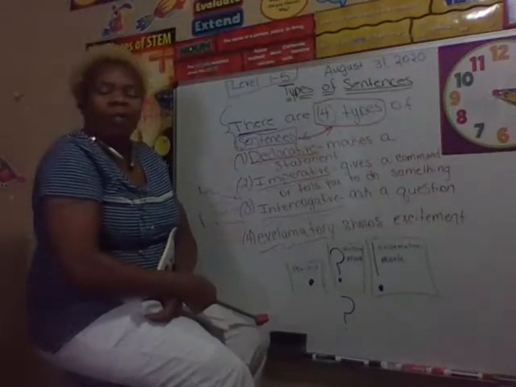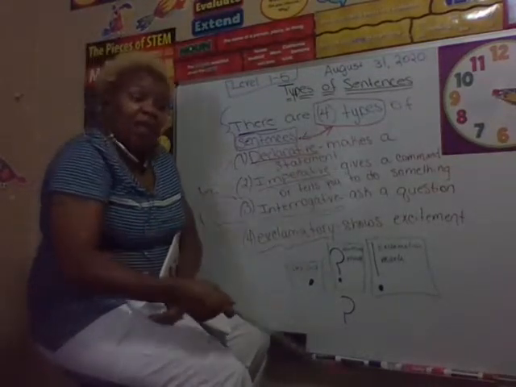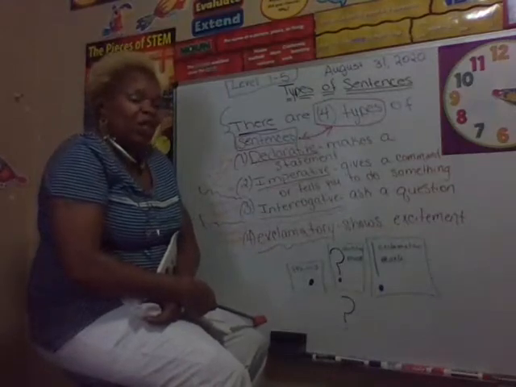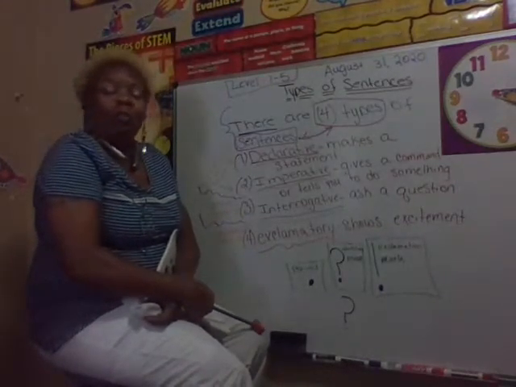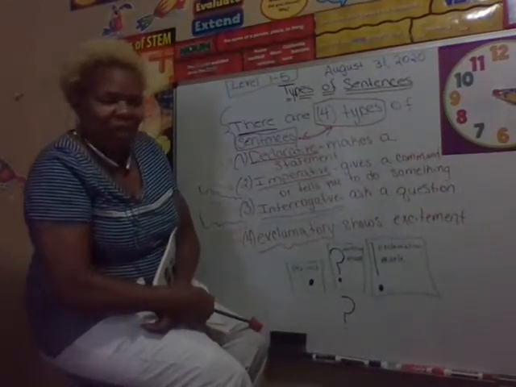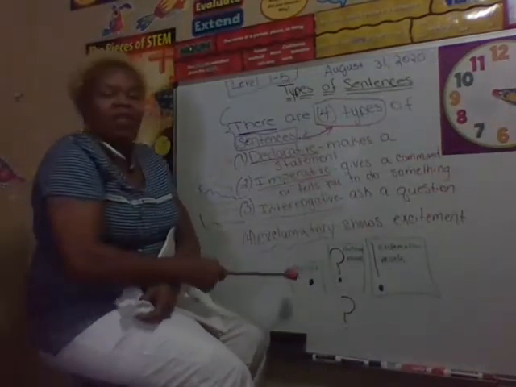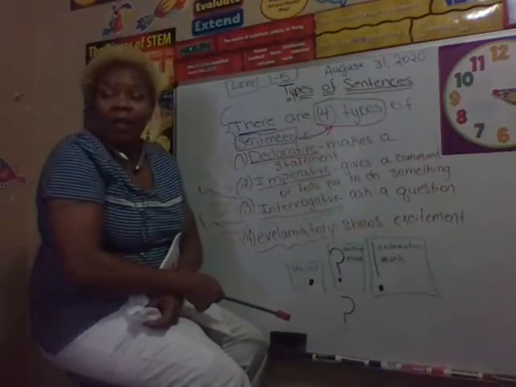All of those are imperative sentences because I'm telling you to perform an action. And when you're telling someone to perform an action, it's going to be an imperative sentence. And it's going to get a period at the end of it.